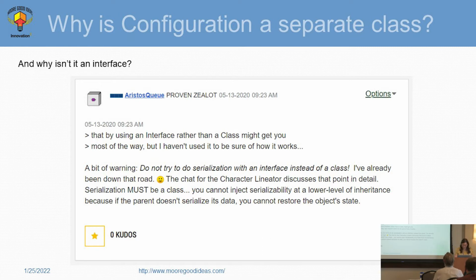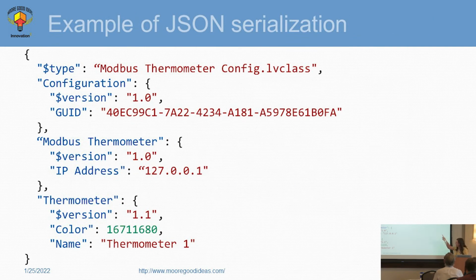But it's actually important because, here's an example of what the JSON looks like. And you can see that it's tiered. So here's all of the thermometer configuration, and then here's the Modbus thermometer configuration. Every level of the class needs to be able to serialize itself. I wouldn't want someone to create a configuration object that was inheriting from something else that couldn't serialize itself. So I basically forced you to inherit from the configuration class, which can serialize itself, and then every layer down has to be able to serialize itself.